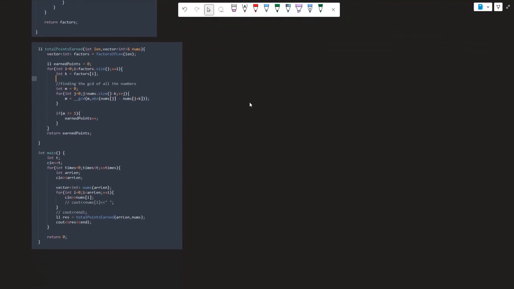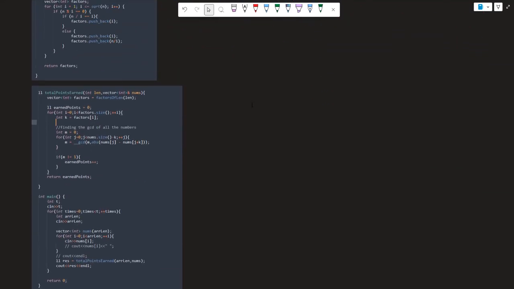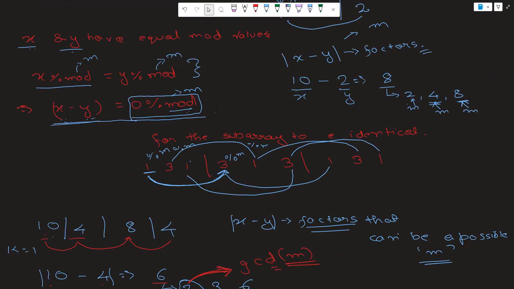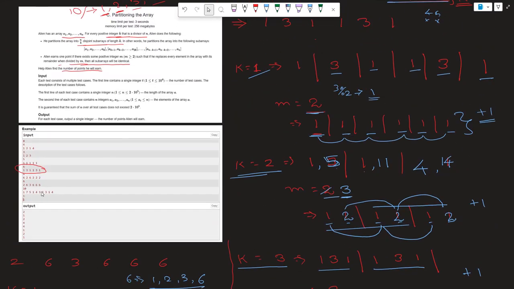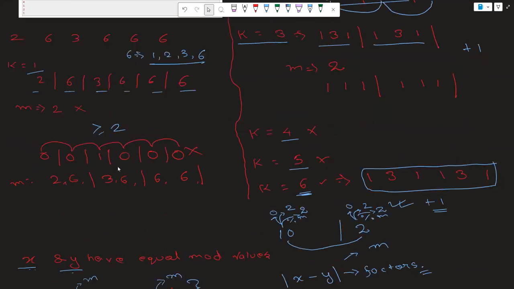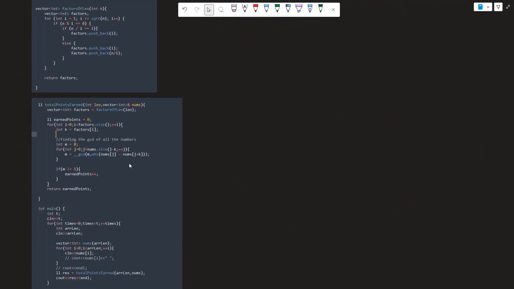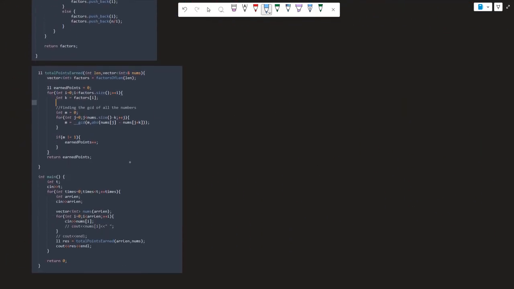Now let's have a look at the code. If you did not get anything, I would highly recommend going back to the video and trying to understand by taking some more examples, including the examples which are present over here. So you can try these, and once you get it, it will be much easier for you to understand the code.